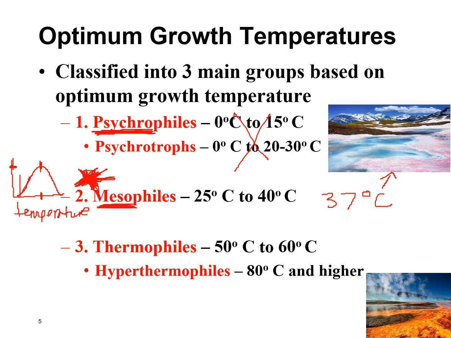Okay, and then we have our thermophiles and hyperthermophiles. Therm means heat. And so you can see that they like to grow and divide the best at very high temperatures. So like the microorganisms living in hot springs, like up in Yellowstone or in deep sea vents, very high temperatures, those would be thermophiles and hyperthermophiles.